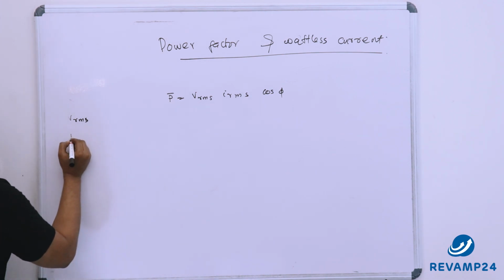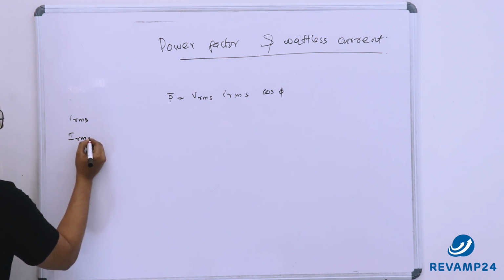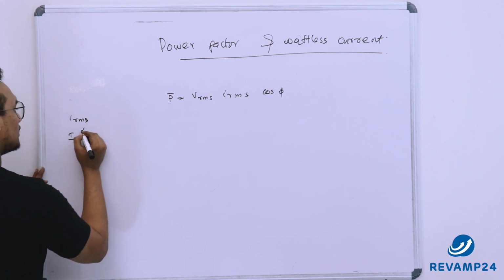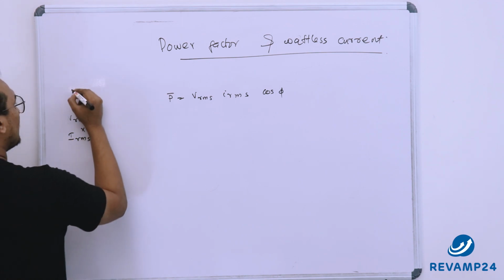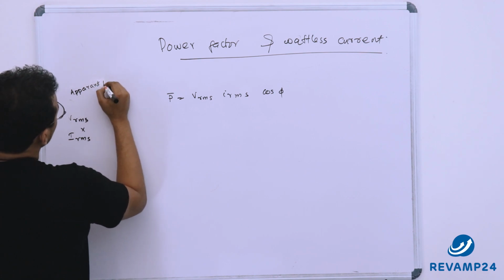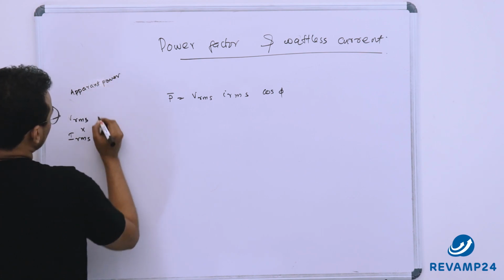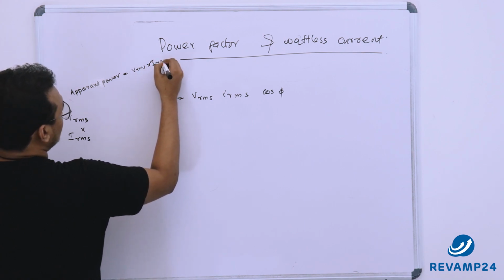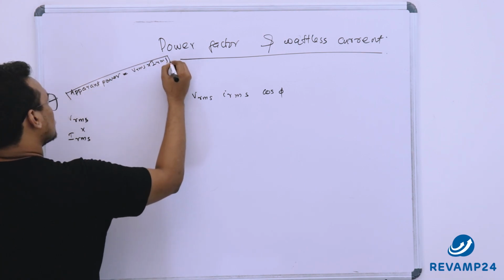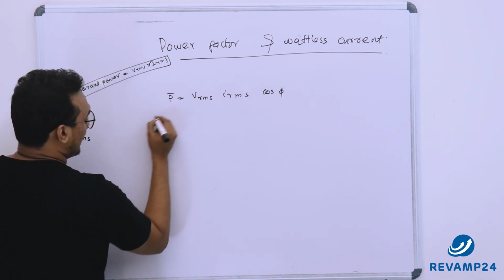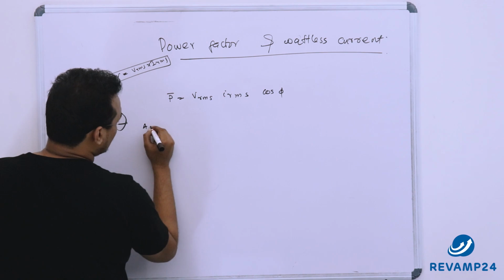Now, the one which we are measuring is the Irms value, or the rated current would be the Irms value. On multiplication, we will get a power, and that is the apparent power, which is equal to Vrms into Irms. This is very important. Now, what is this? This is actual power.